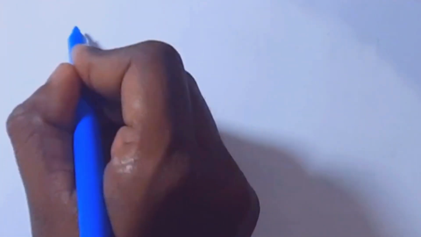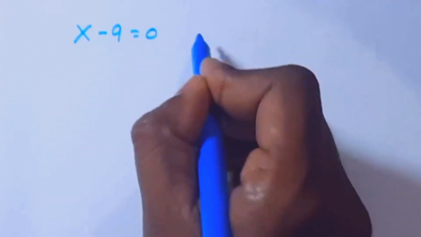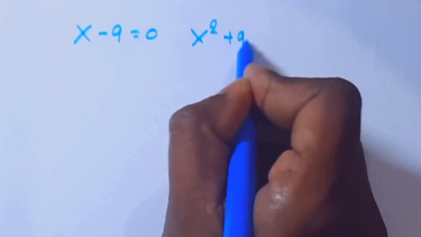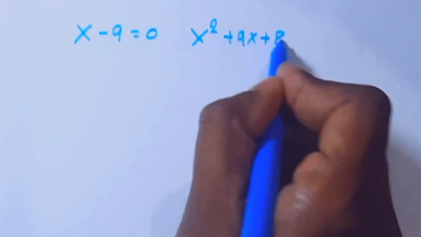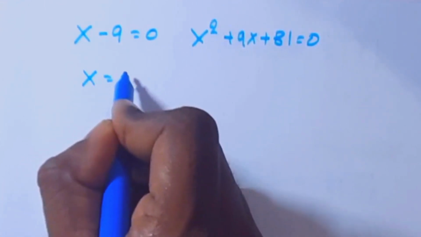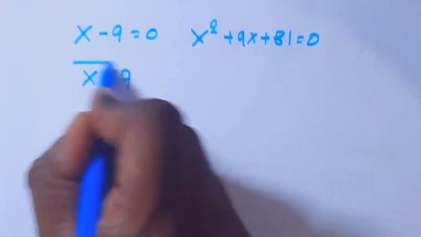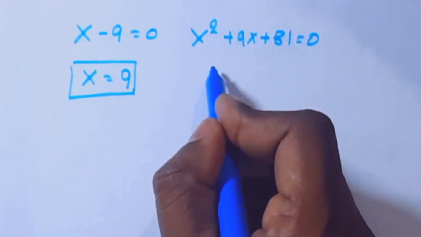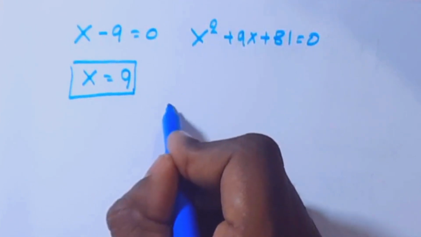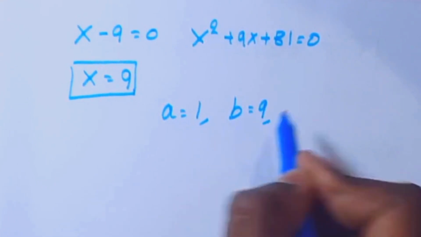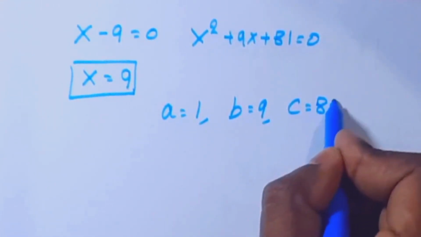Now we have two equations. One is x minus 9 equals 0. The other one is x squared plus 9x plus 81 equals 0. x equals 9. This is one solution. Here we are going to apply the quadratic formula. Now a equals 1, b equals 9, c equals 81.